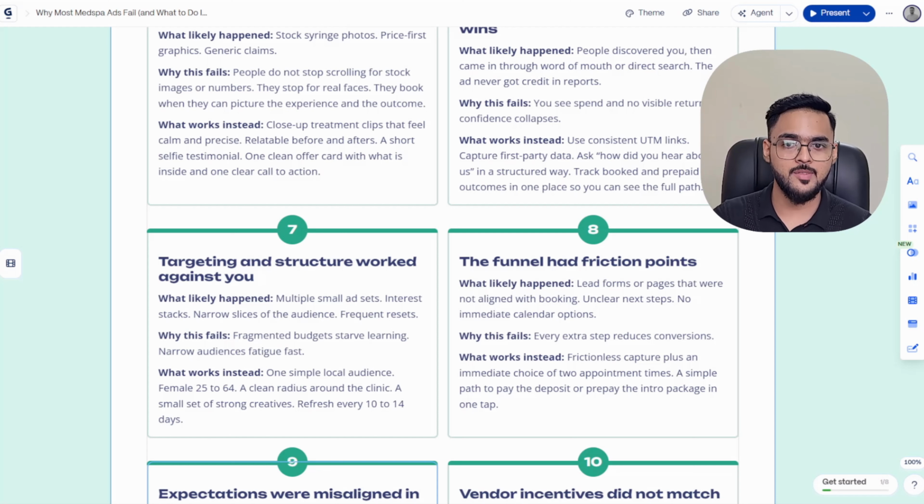The eighth reason is friction in the funnel. Sometimes people click on an ad and land on a page that's slow, confusing, or asks for too much info. Other times they fill out a form but don't see the next step. In real life, that's when people drop off. What works instead is frictionless capture. Quick lead forms, instant confirmation, and giving them two clear appointment options right away. The smoother the path, the higher the bookings.